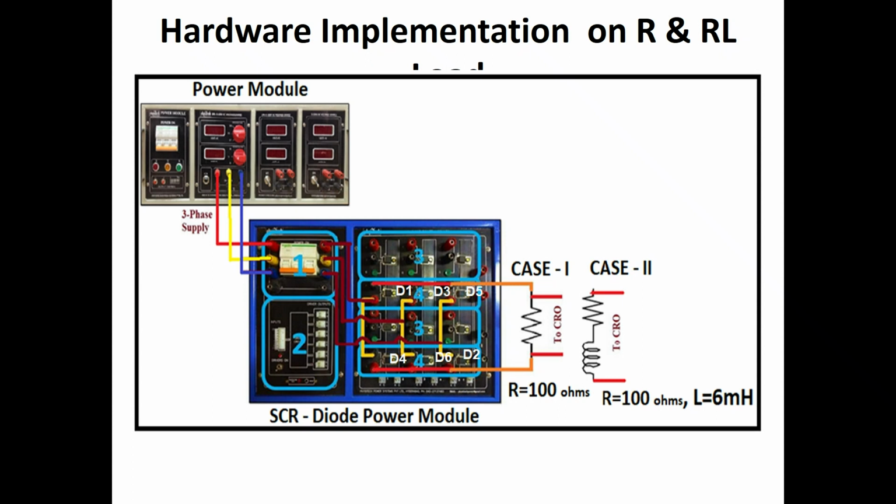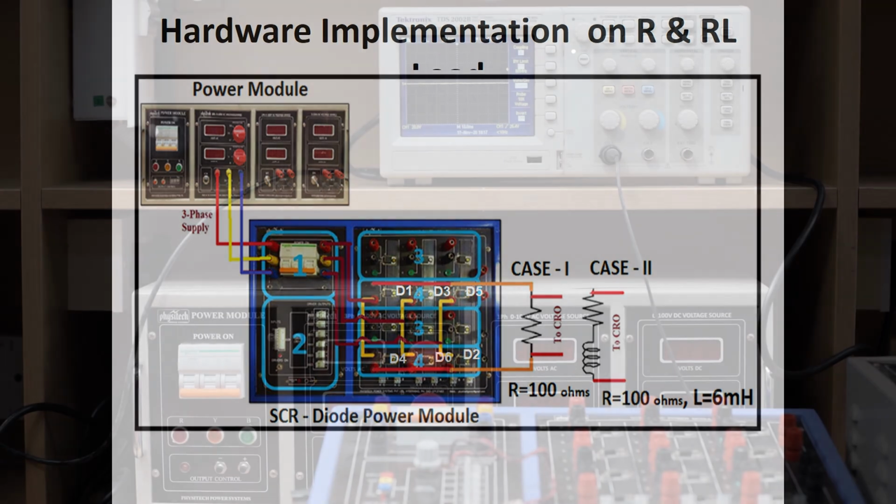Hardware implementation on R and RL load. For this, a power module is required. Second one, SCR diode power module. In the first case, we are using R load. In the second case, R and RL load.